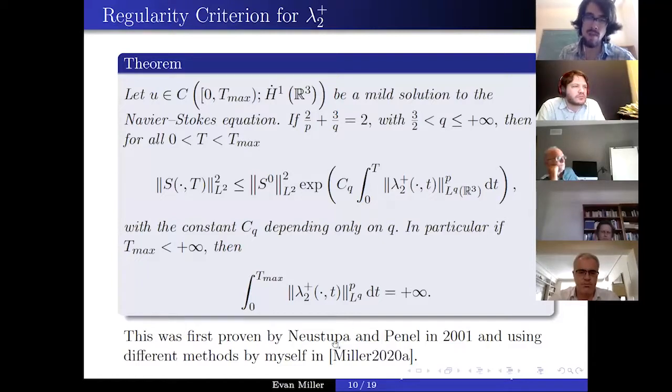And so this was first proven by Neustupa and Penel in 2001 and using different methods by myself in 2020. And so this has a real geometric interpretation in that what this says is that for there to be blow up, we need there to be planar stretching and axial compression. That we need to be stretching in two directions and compressing much more strongly in a third. And so that tells us something about sort of what the local structure of blow up has to look like.